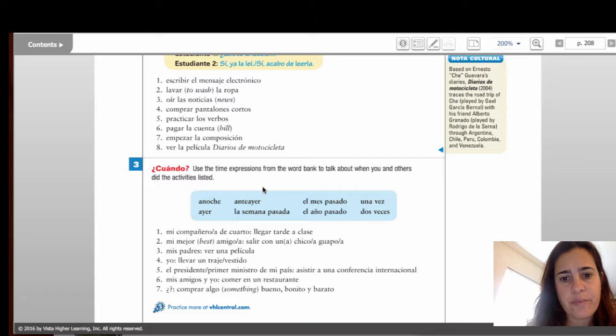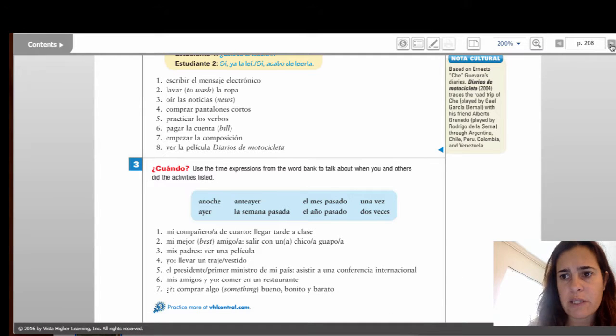Cuándo? Use the time expressions from the word bank to talk about when you and others did the activities listed. So what they're giving you is specific points of time in the past to push you to use the pretérito. So they tell you, mi compañero de cuarto llegar tarde a clase. So you use one of the time expressions. You have a subject and you have a verb. So ayer mi compañero de cuarto llegó tarde a clase, and that's what you're going to do in that activity.